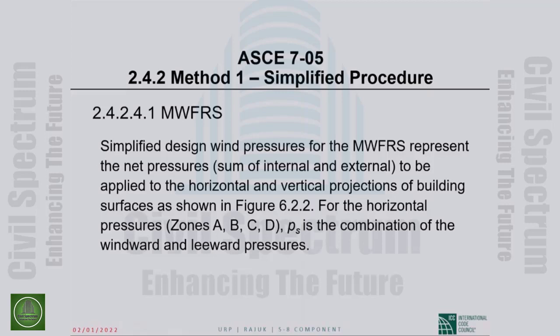So simplified design pressures for the main wind force resisting system represent, and this is important, the net pressure, the sum of internal and external, to be applied to the horizontal and vertical projections of building surfaces as shown here. For the horizontal pressures, P sub S is the combination of the windward and the leeward pressures. Horizontal, the internal pressure cancels out anyway. The P sub S value that is given is the combination of the windward pressure and the leeward suction. So this is all you apply on the building.